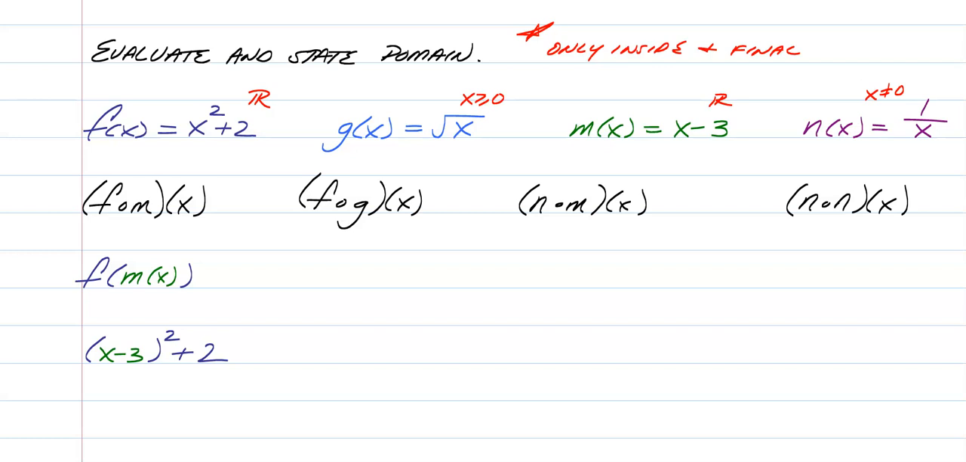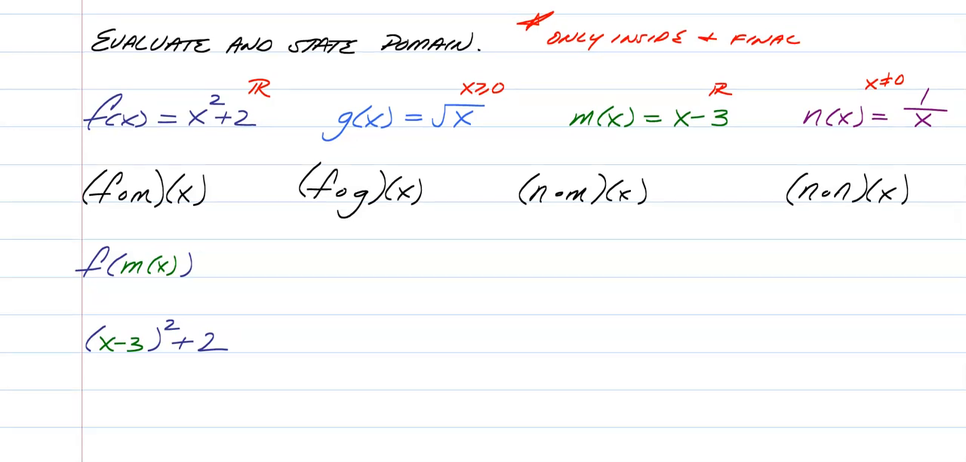So remember, whenever you have parentheses squared, you're actually foiling that with itself. So you're doing x minus 3 times x minus 3, which is x squared minus 6x plus 9, plus 2, which is x squared minus 6x plus 11.